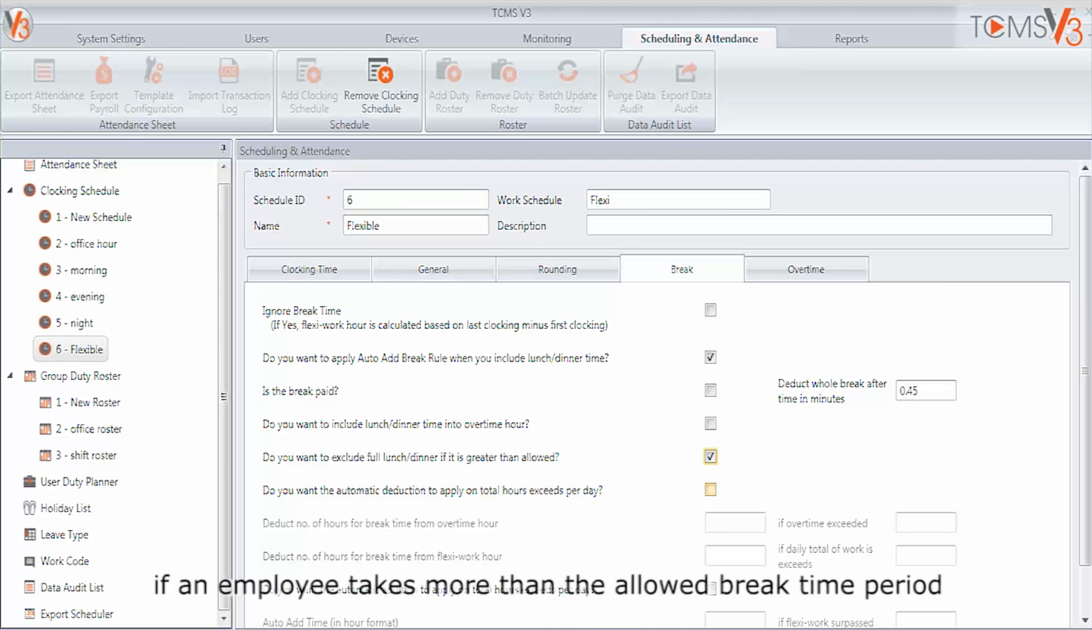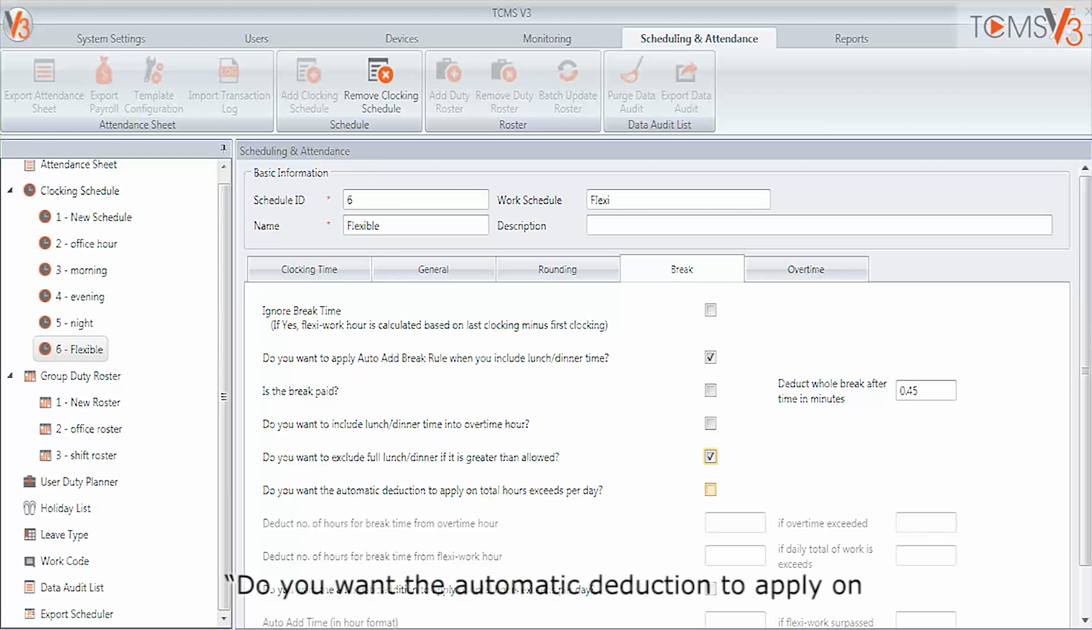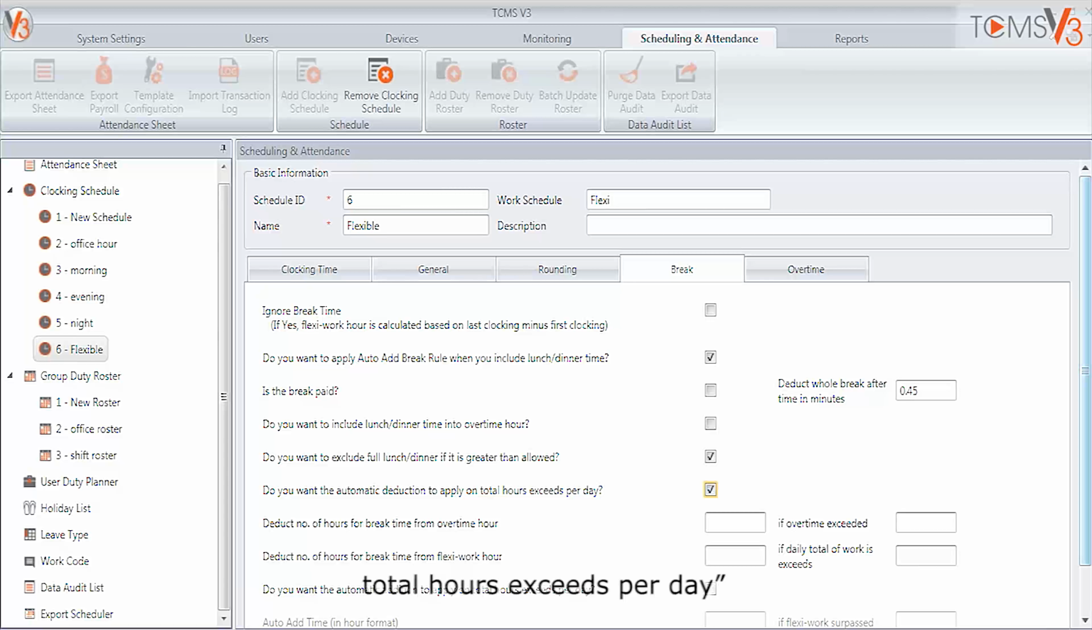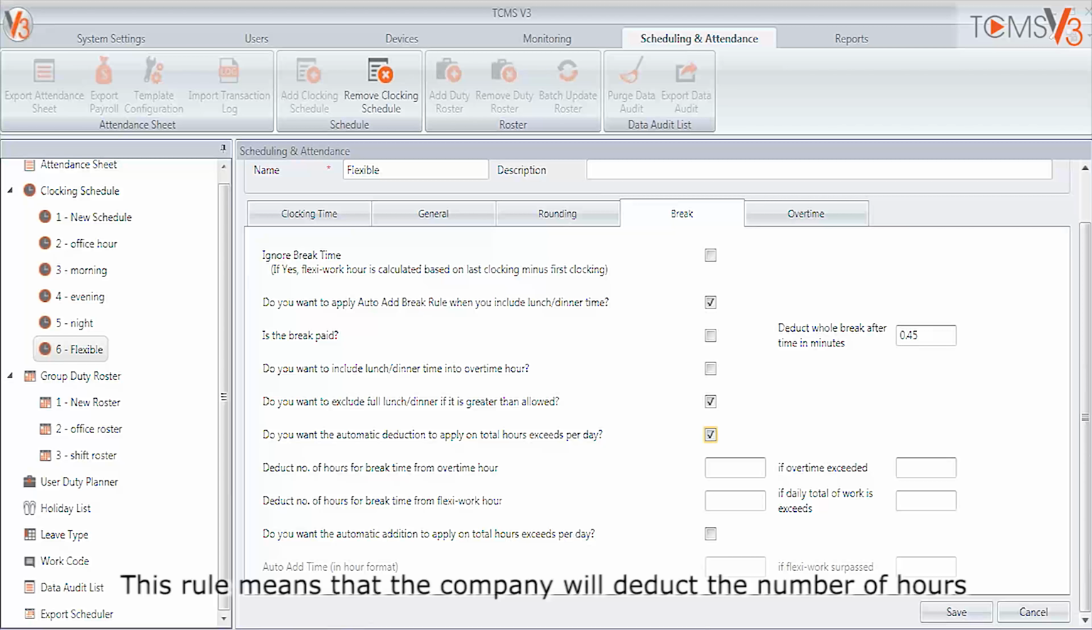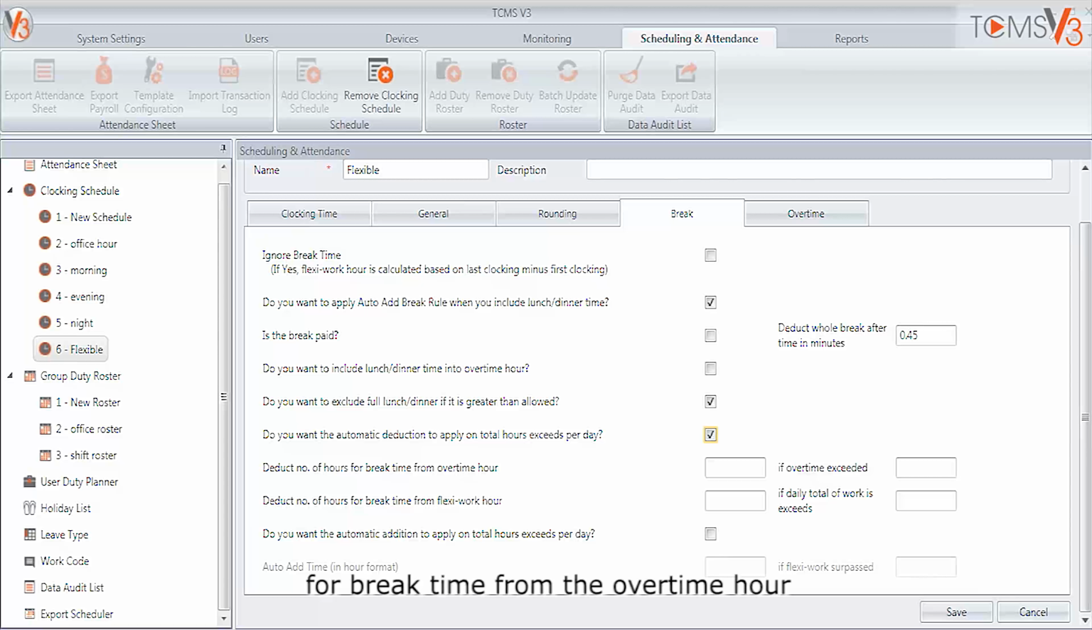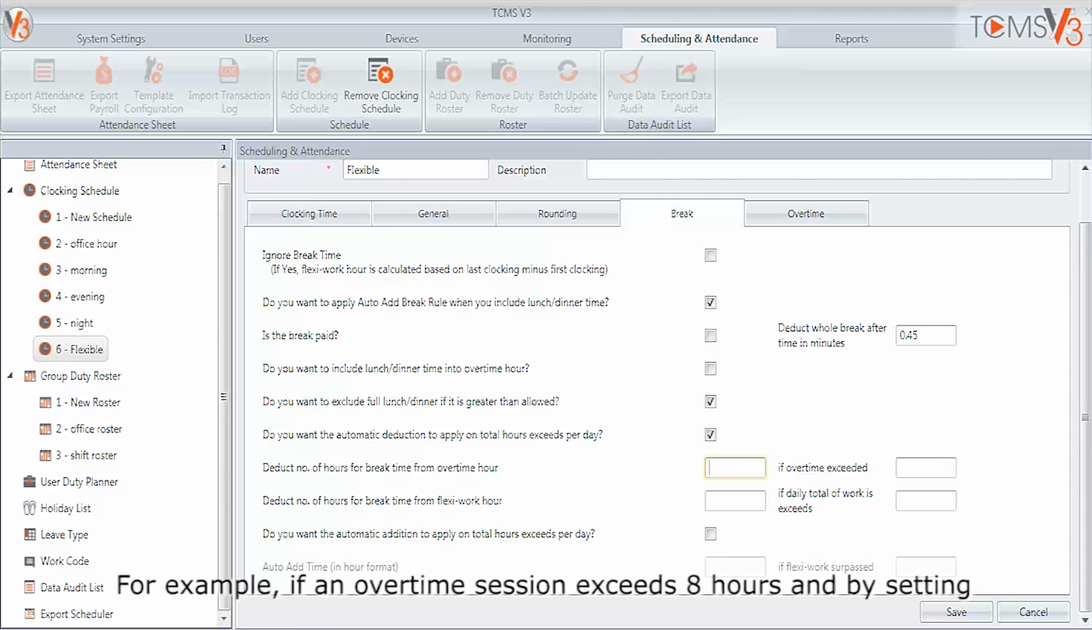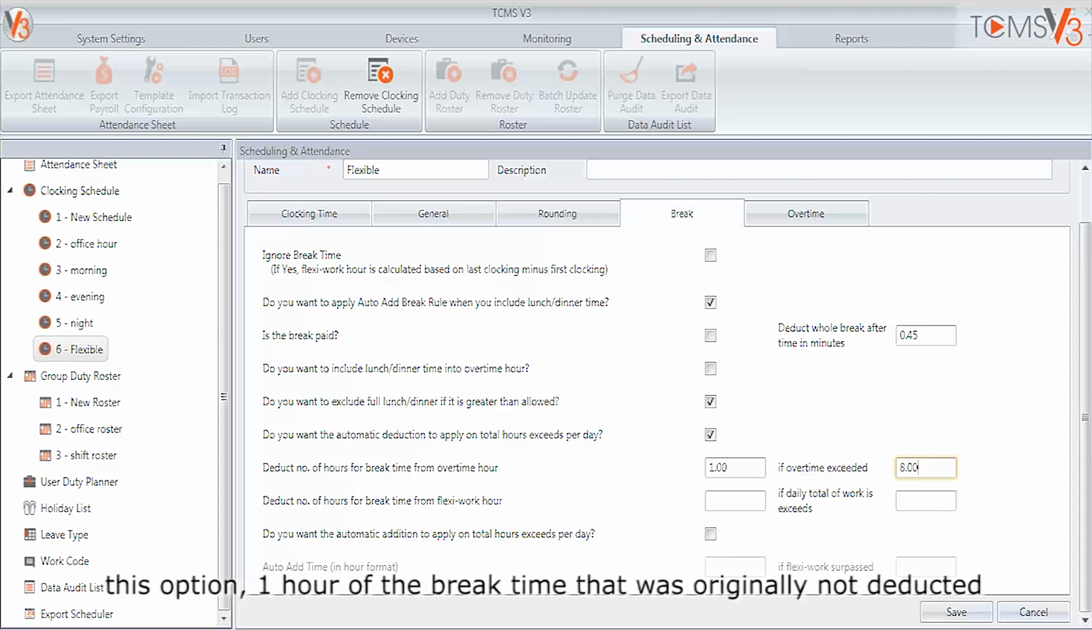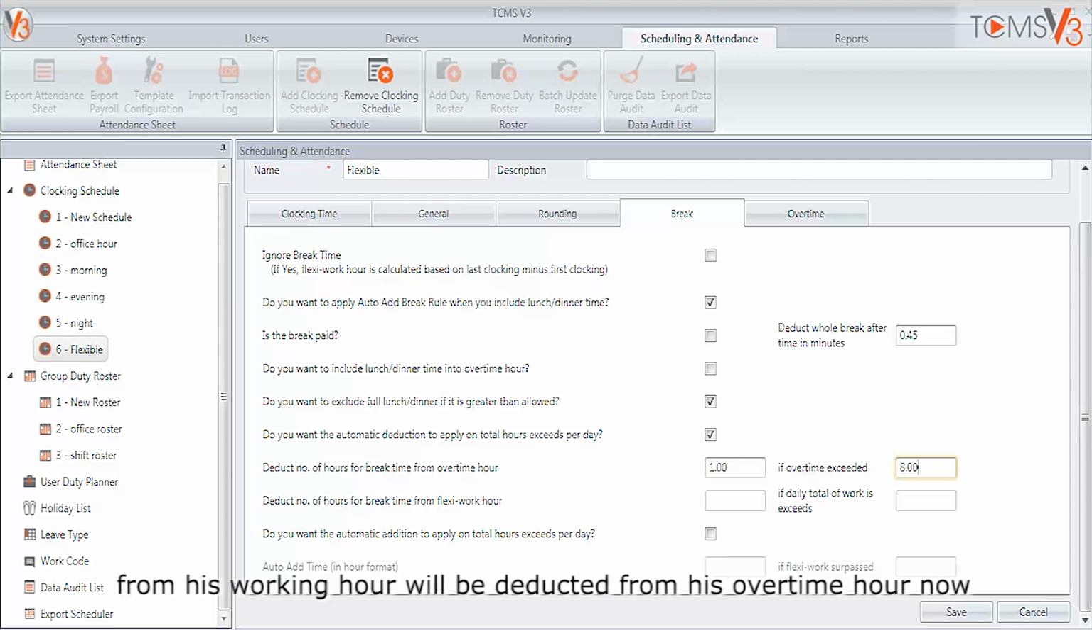Do you want the automatic deduction to apply on total hours exceeds per day? This rule means that the company will deduct the number of hours for break time from the overtime hour. For example, if an overtime session exceeds 8 hours, and by setting this option, 1 hour of the break time that was originally not deducted from his working hour will be deducted from his overtime hour now.